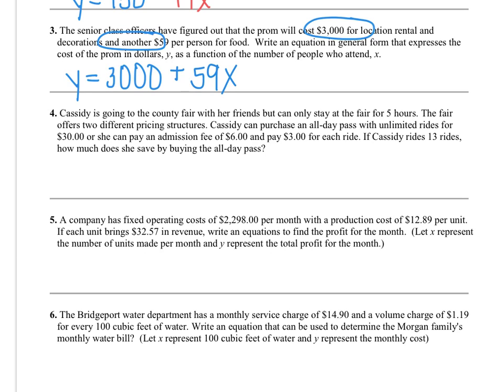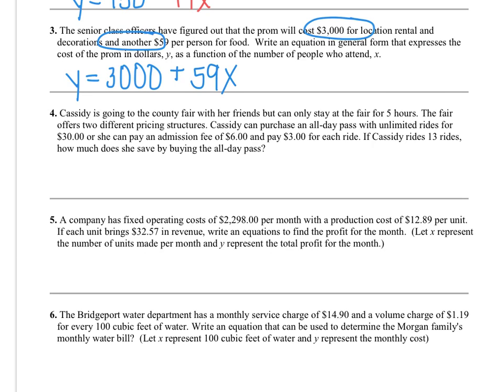All right, number 4. Cassidy is going to the county fair with her friends, but can only stay at the fair for 5 hours. The fair offers 2 different pricing structures. Cassidy can purchase an all-day pass with unlimited rides for $30. Or she can pay the admission fee of $6 and pay $3 per ride. If she rides 13 rides, how much does she save by buying the all-day pass?